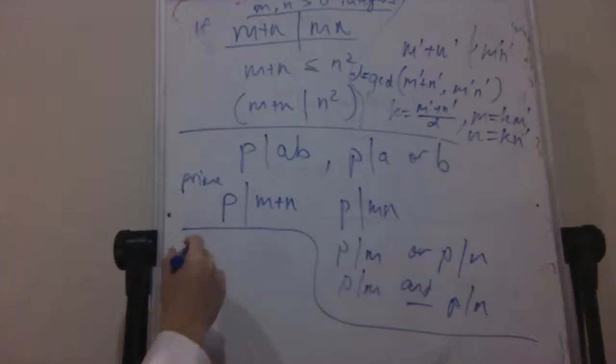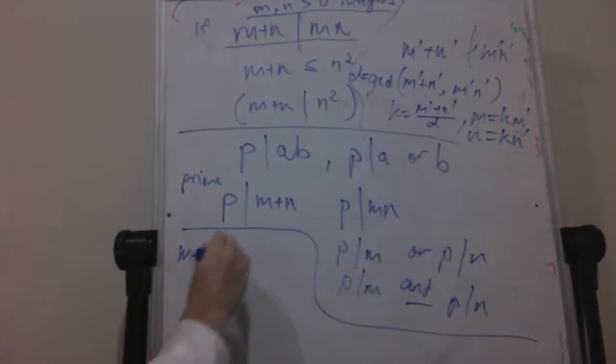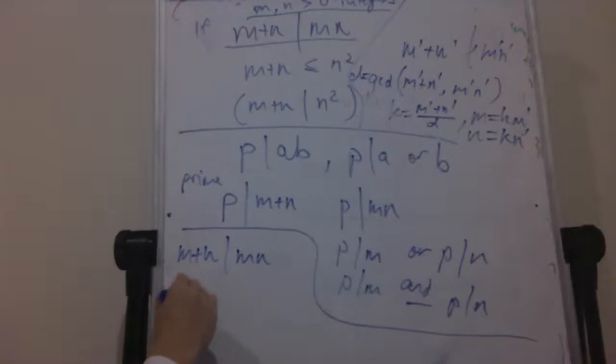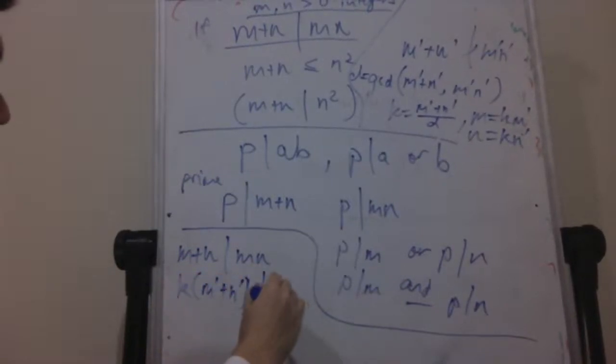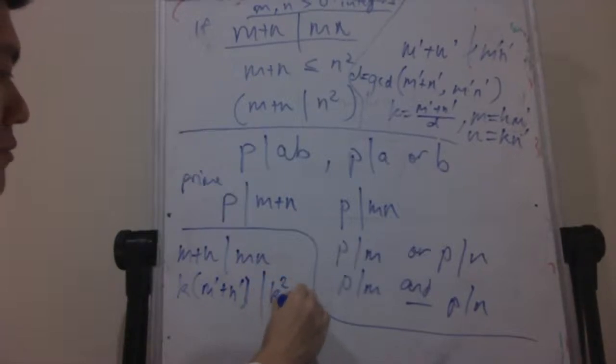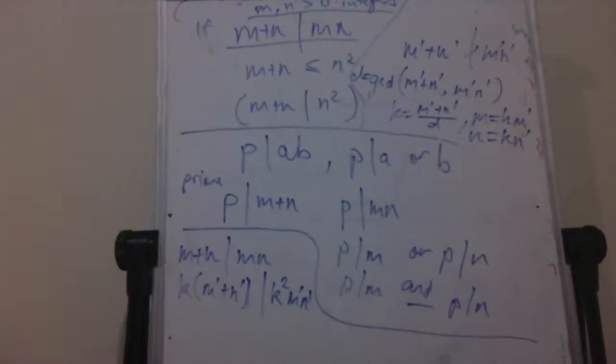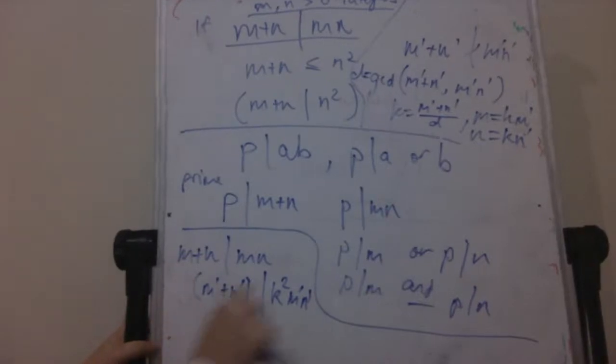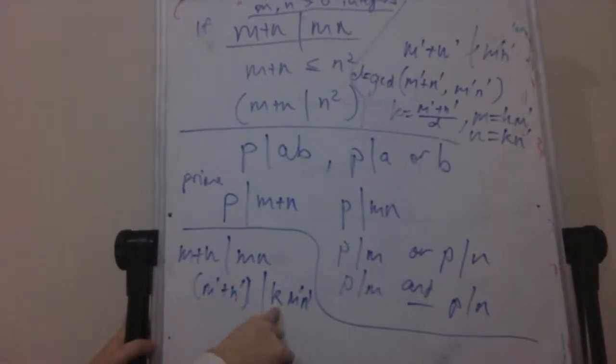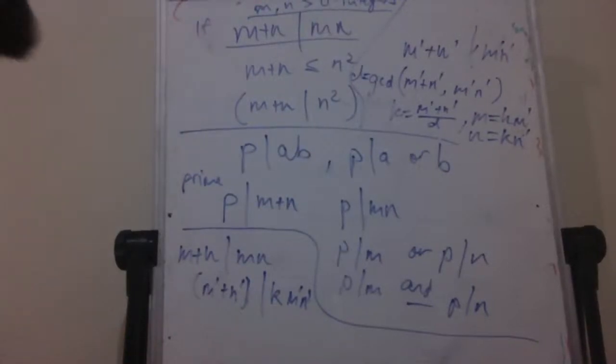So now we just have to check that M plus N divides MN, which is just saying that K M prime plus K N prime divides K squared M prime N prime, right? And then obviously the K cancels. And since we define K to be the GCD, K is definitely a factor of M.